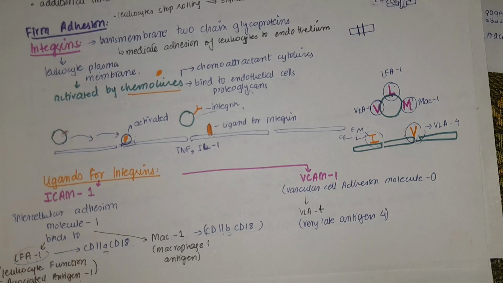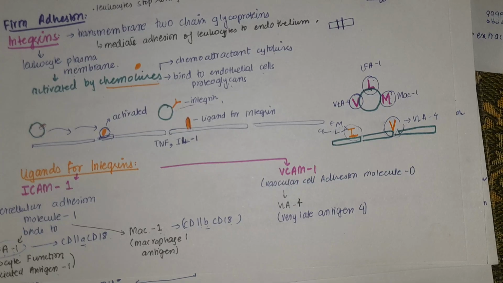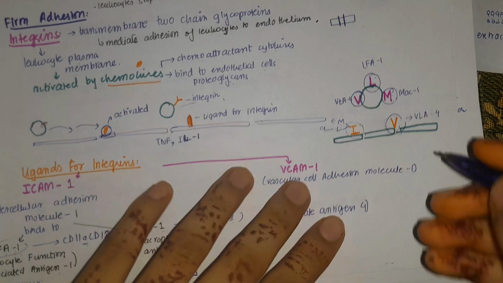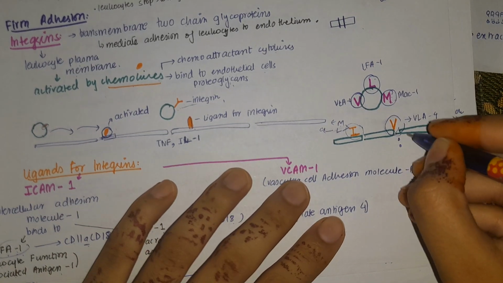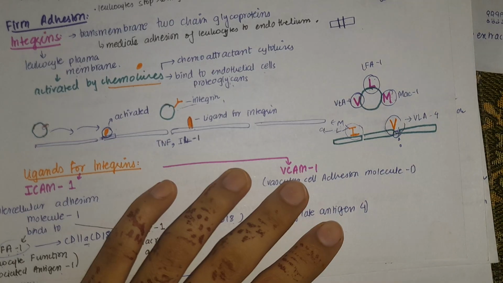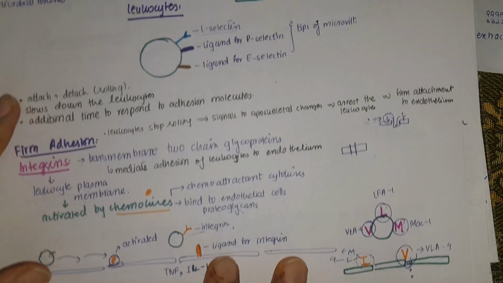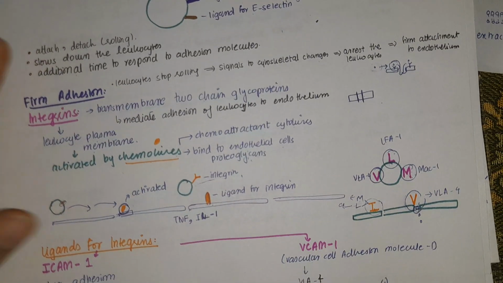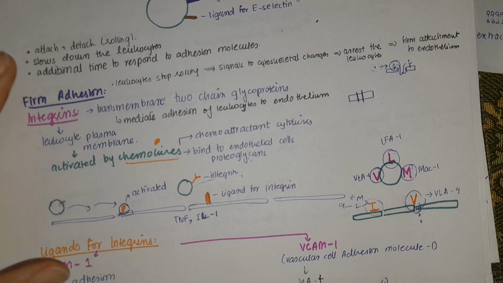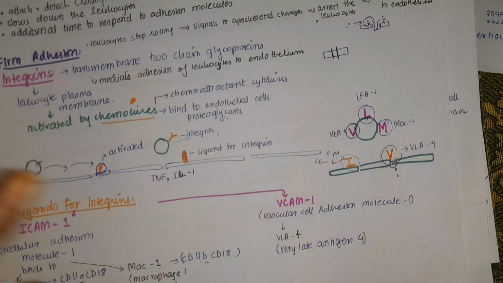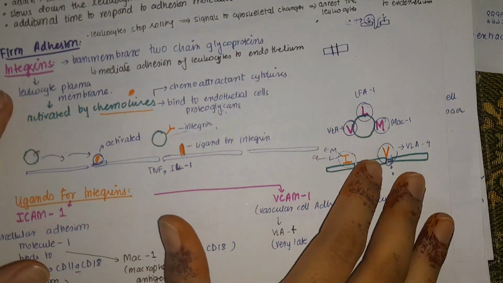So this is how firm attachment is regulated for the leukocyte. After the firm attachment, what will happen? The leukocyte will now move through the intra-endothelial pores, but we will discuss the movement in the next video, inshallah. I hope you understood each and everything about rolling and firm adhesion that was explained in this video. I did my best to explain the whole scenario in this video.